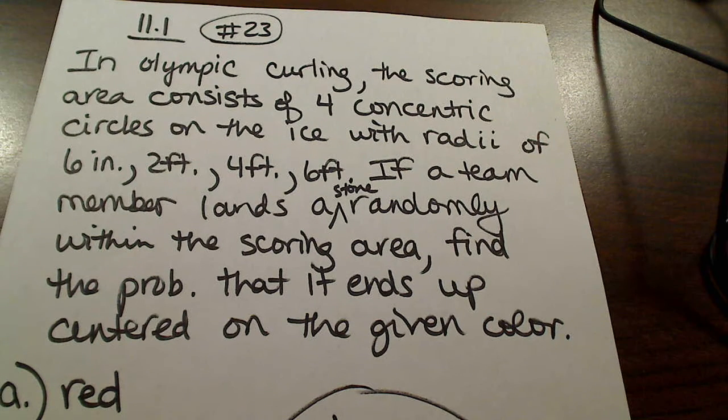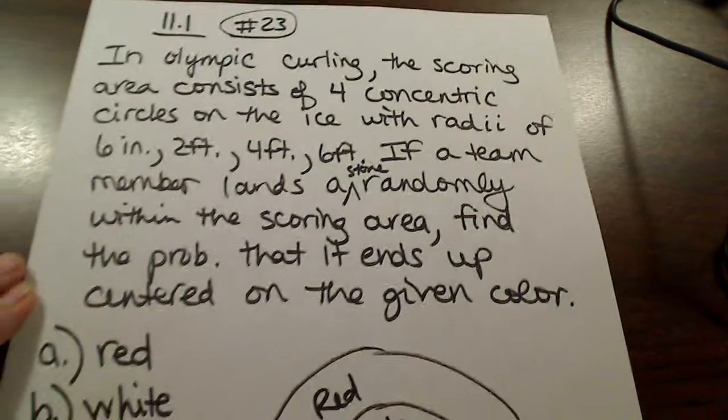All right, this is problem 23 in section 11.1. And we have in Olympic curling, the scoring area consists of 4 concentric circles on the ice with radii of 6 inches, 2 feet, 4 feet, 6 feet. And then we want to know, if a team member lands a stone randomly within the scoring area, the probability that it ends up centered on the given color.